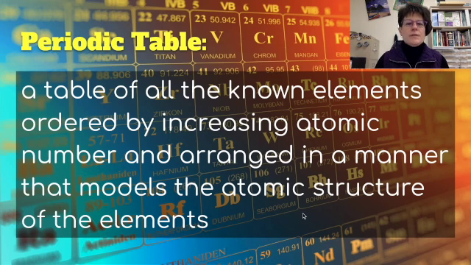So the periodic table, which we've already been using some, is a table of all the known elements ordered by increasing atomic number and arranged in a manner that models the atomic structure of the elements. And we've already started talking about that with the s, p, d, and f blocks and how the period numbers on the side of the rows correspond to the principal energy level. So we've actually started getting into some of this.